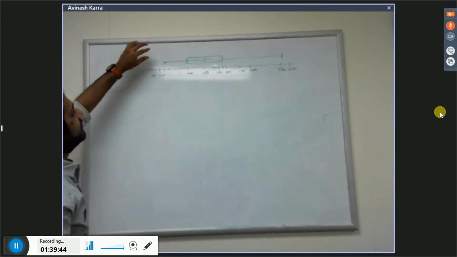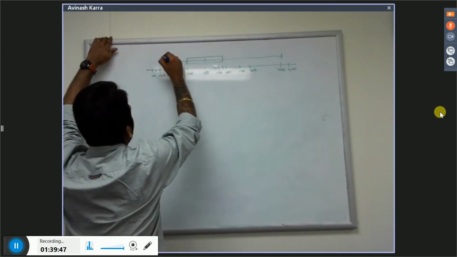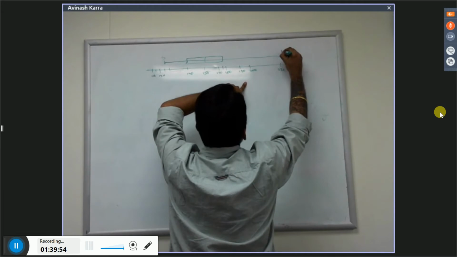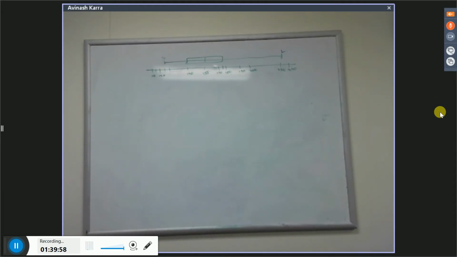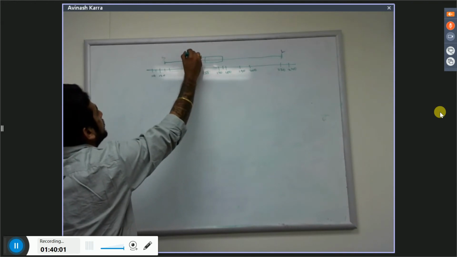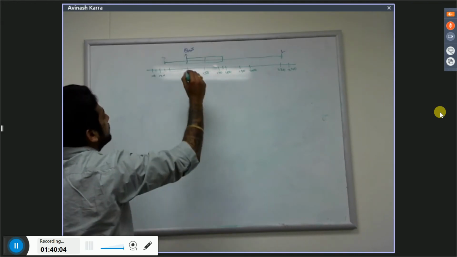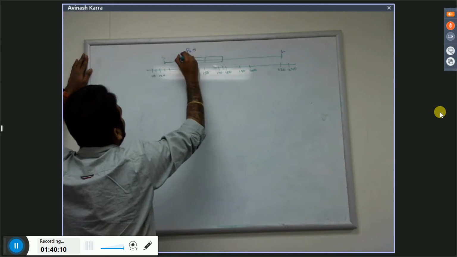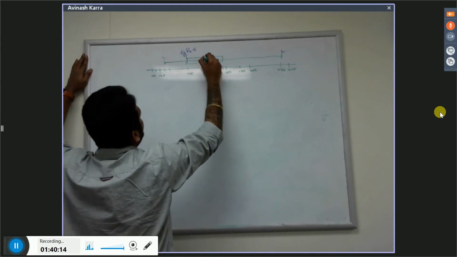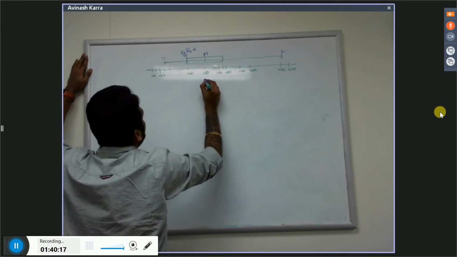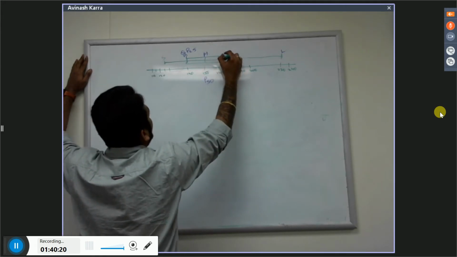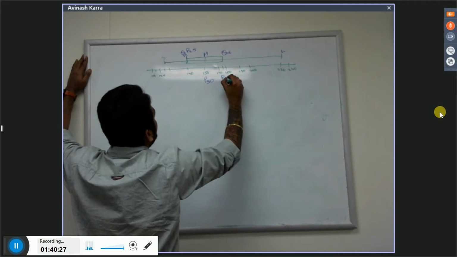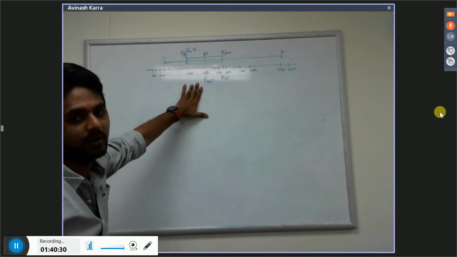And I forgot to say, when we represent the box plot, this will be the smallest number, and this will be the largest number. As I said, this will be P25, nothing but Q1. This will be the median, which is nothing but P50, and this will be Q2, nothing but P75. These things you need to remember.